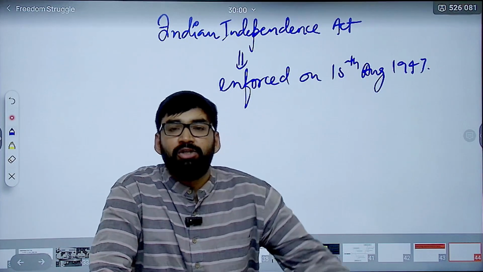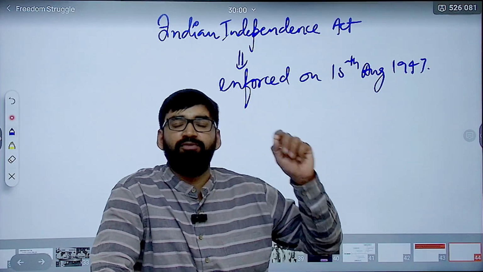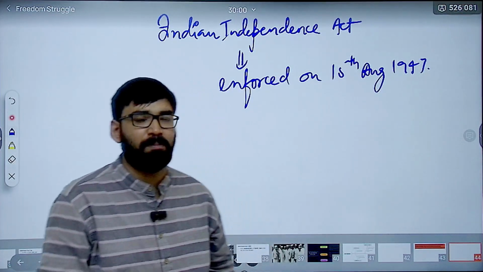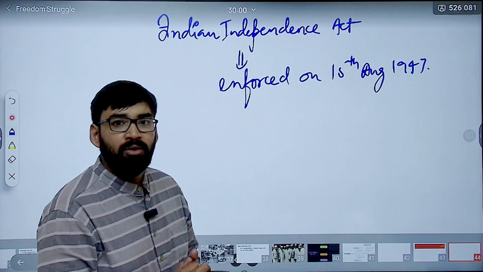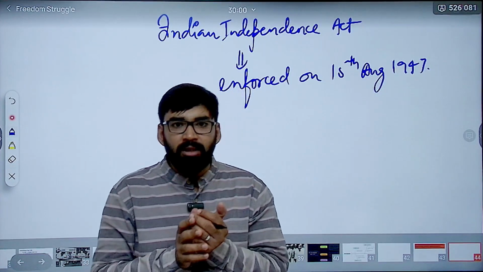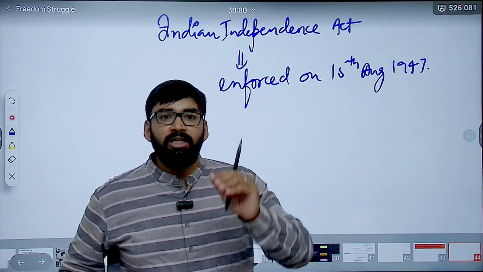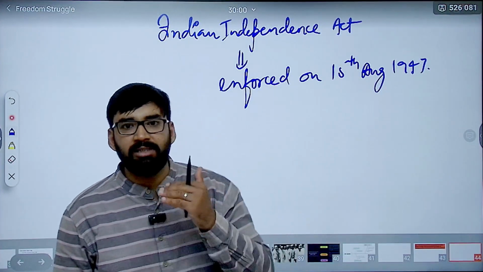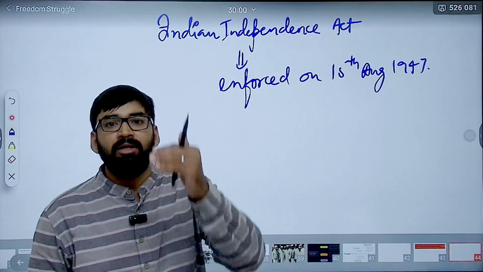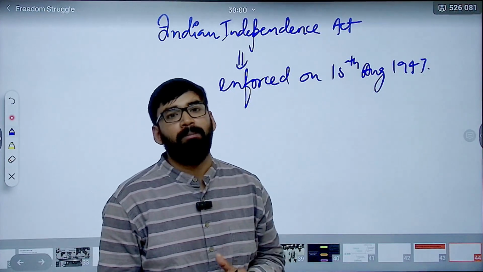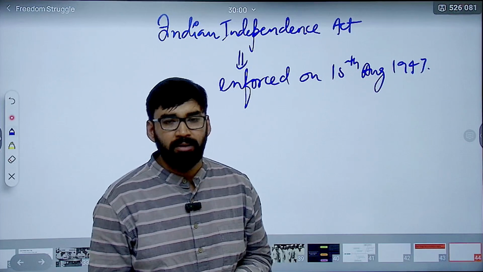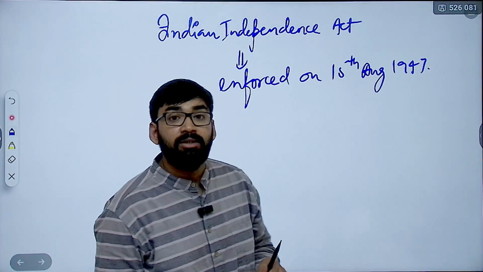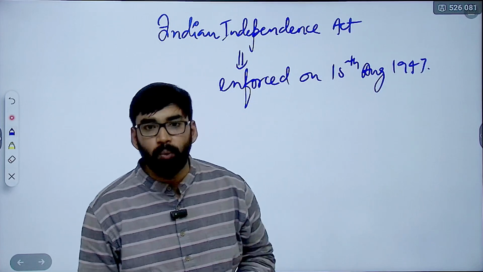So this bill also provided for the appointment of 2 governor generals for India as well as Pakistan. Who is going to be the governor general? So let me tell you, Jinnah was the first governor general of Pakistan and Liaquat Ali became the first prime minister of Pakistan. Clear? And in India, Mountbatten, and the prime minister would be Jawaharlal Nehru.